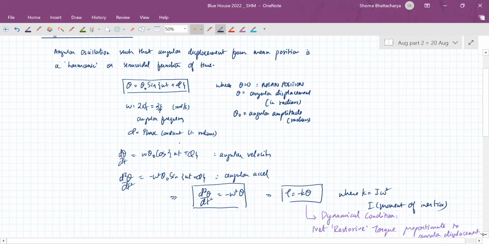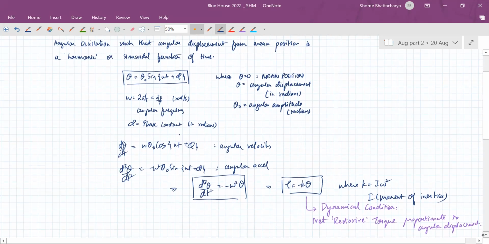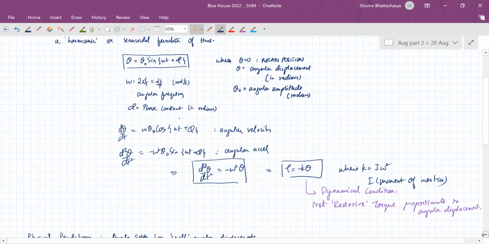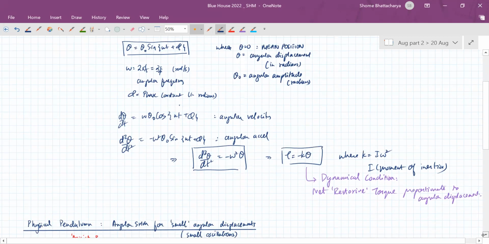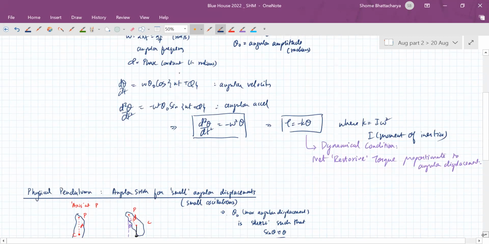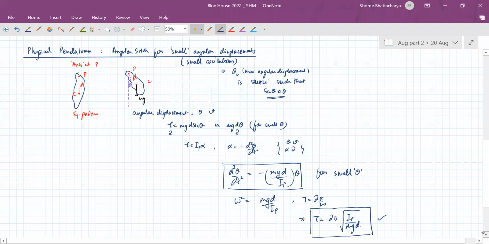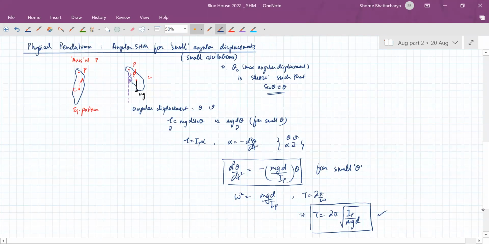Okay, now let's come to the physical pendulum. So it's basically rotational mechanics. As you can see, you're just applying the concept of pure rotation about a fixed axis. But there's the added condition that the angular displacement is small, so that you can approximate sine theta as theta.